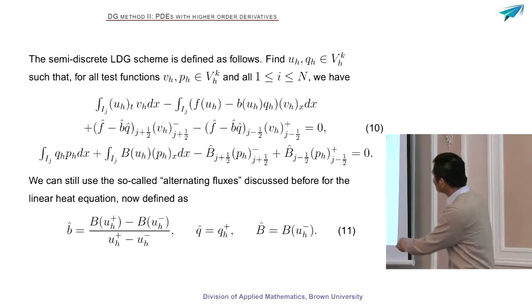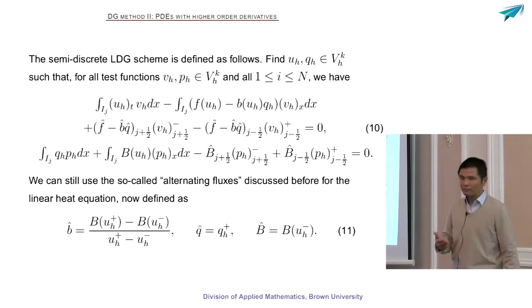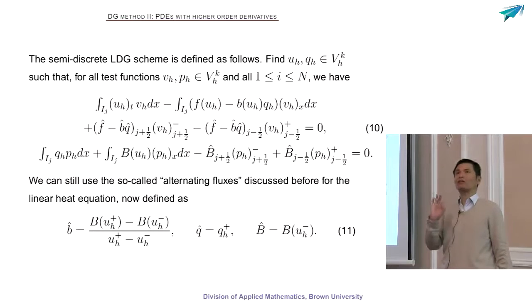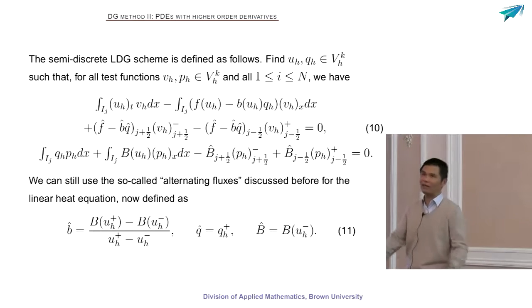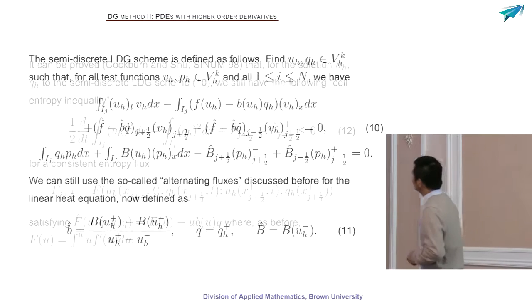Once you have q, you put it in here. This is the q hat, and this needs u. And once you have this, you can then update the solution u. Again, the code for the nonlinear convection diffusion equation is a direct change from the code for nonlinear hyperbolic conservation law. Few lines change. So you can get that. Okay, so that's very nice.